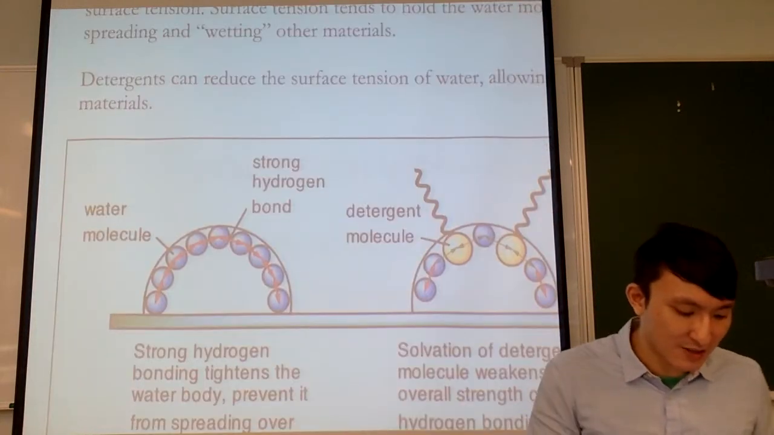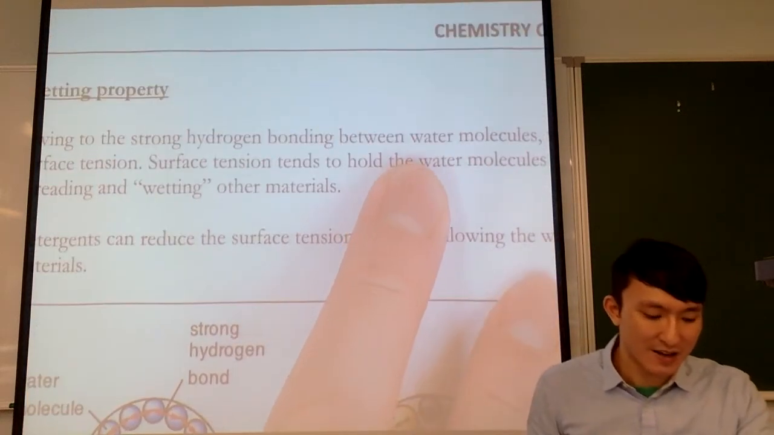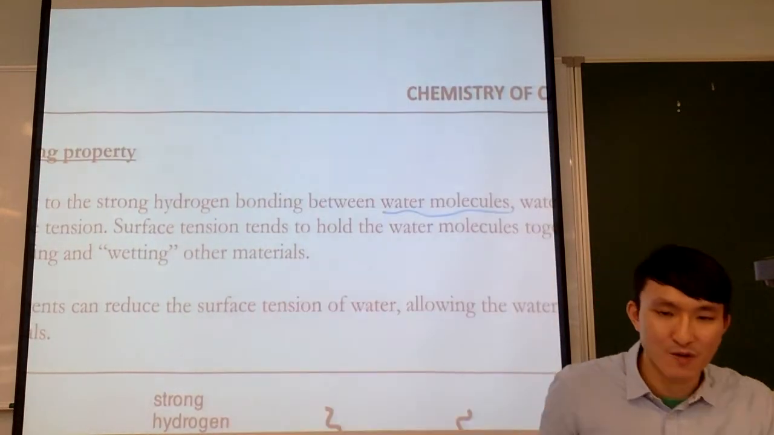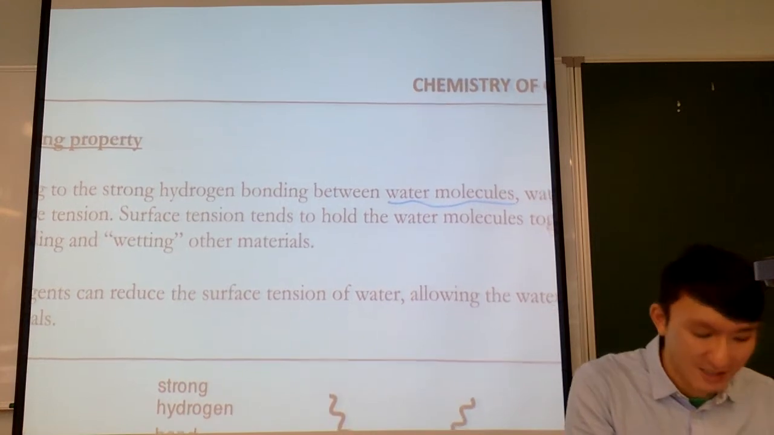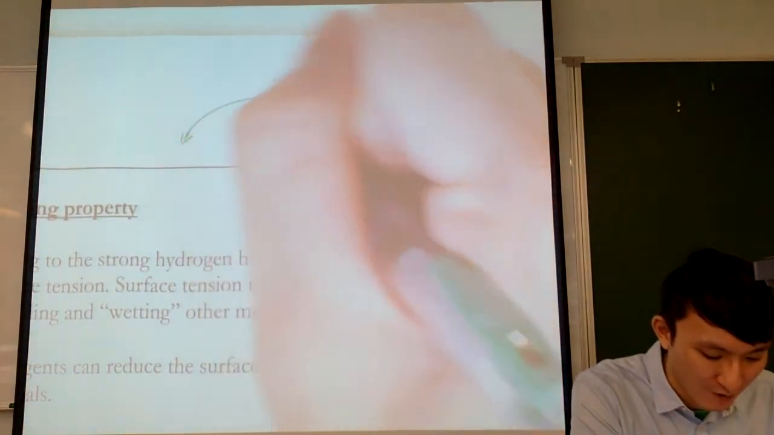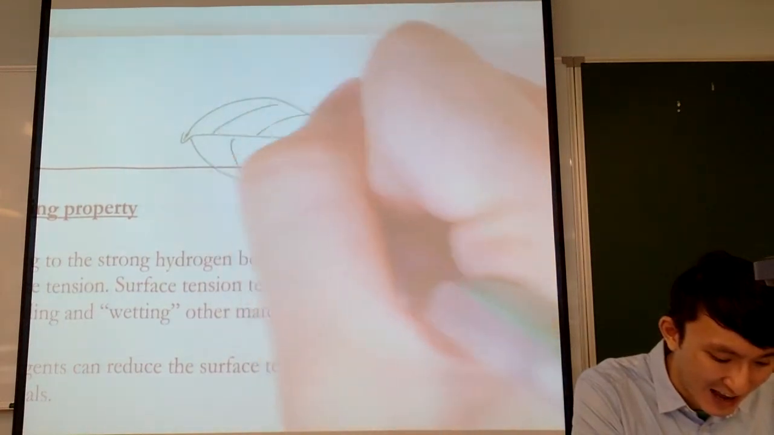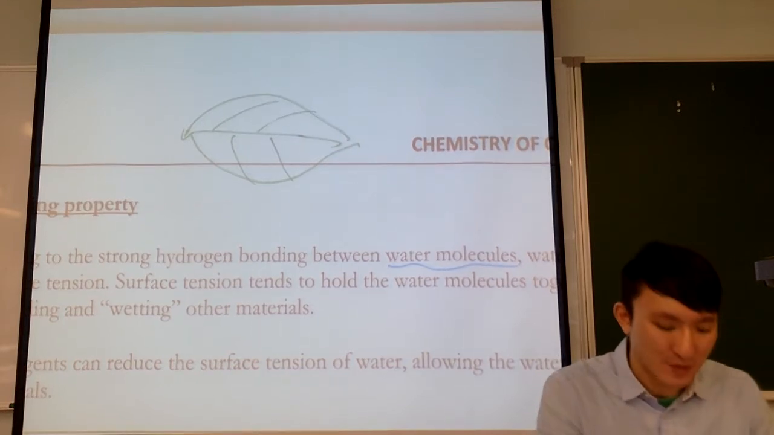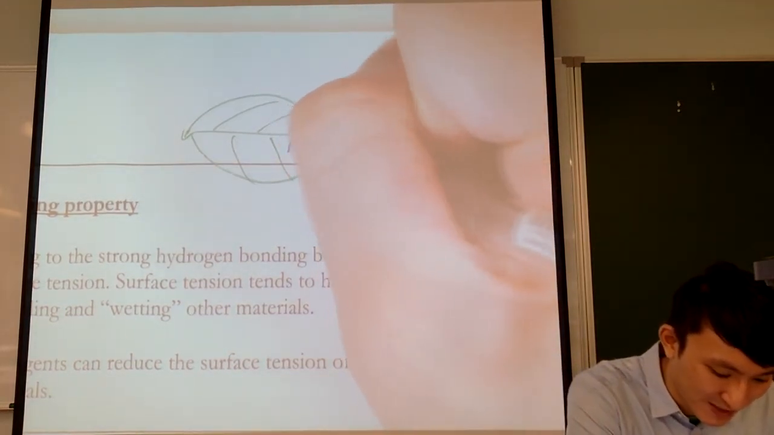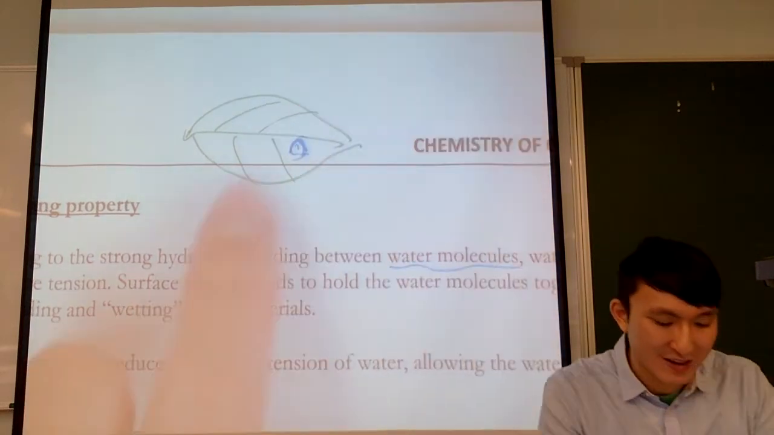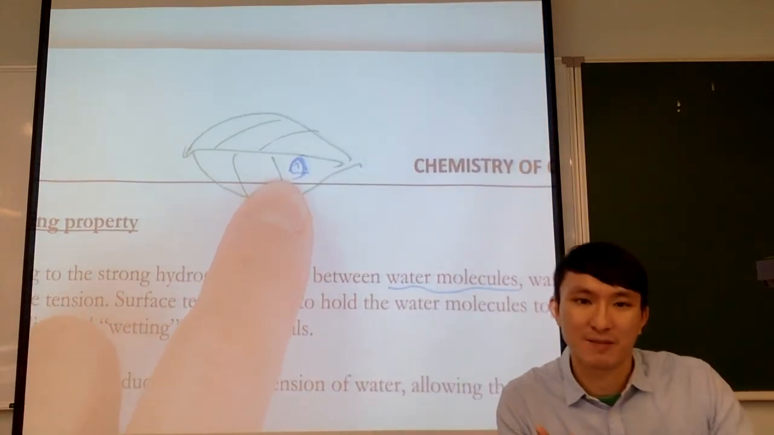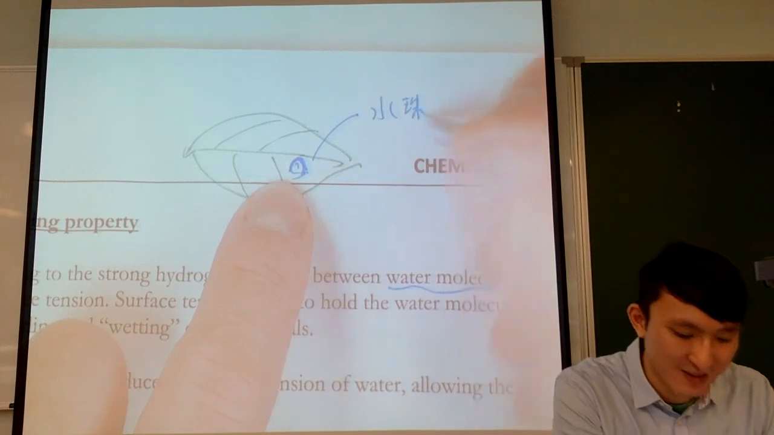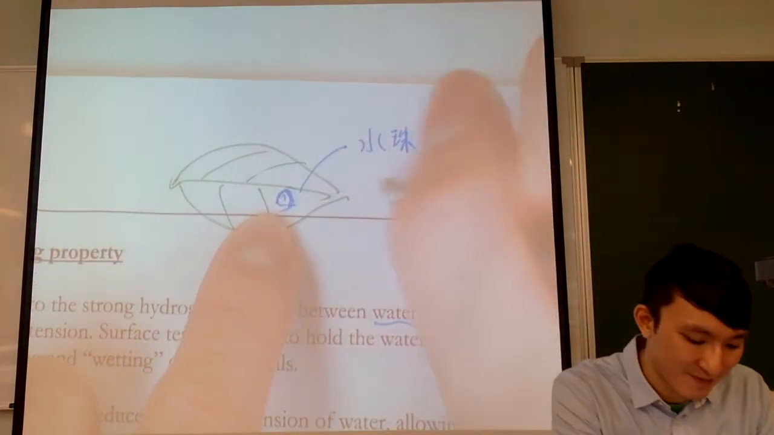Now, here, this is to show you a very distinctive example to illustrate the wetting property, which is water. Very often we see pictures, like if we have a piece of leaf here, and during the dawn, during the morning, we see those water bits, right? The water bits resting on a piece of leaf, right? So it's like some kind of water beads, okay?